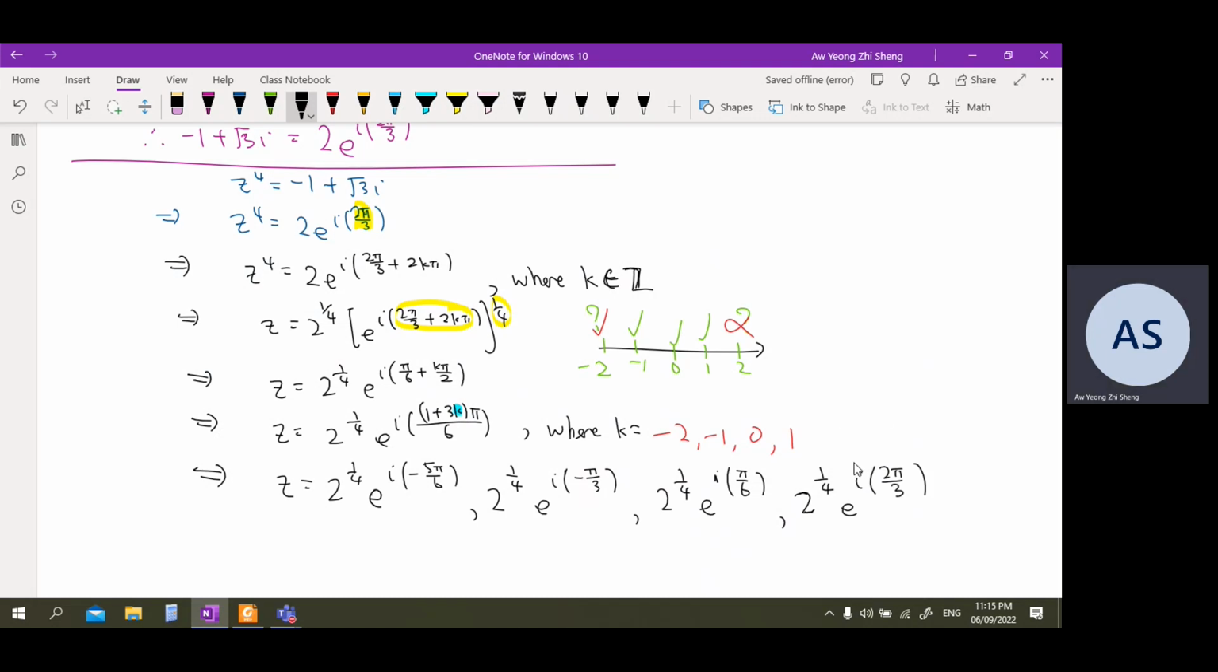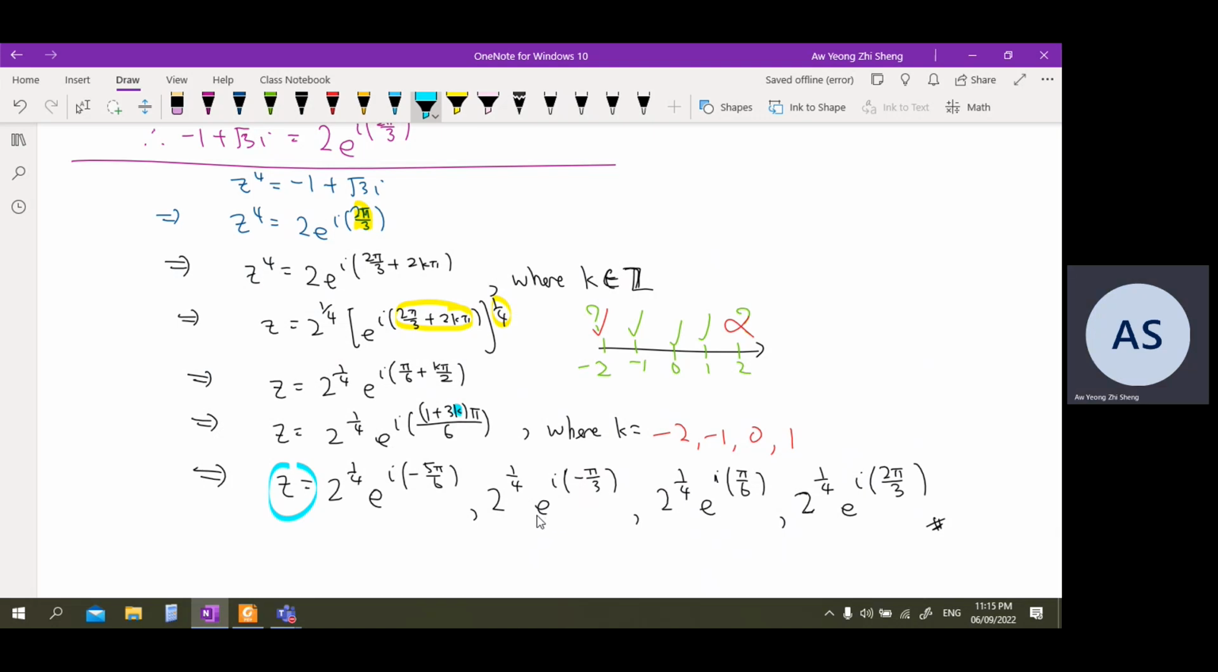Yeah, so here are your 4 solutions. And these are your values of z, because we are solving the equation that involves z power 4. And so this is good enough as a final answer, because they're asking us to solve the equation, solve for z, and now we got z as the final solution. Okay.